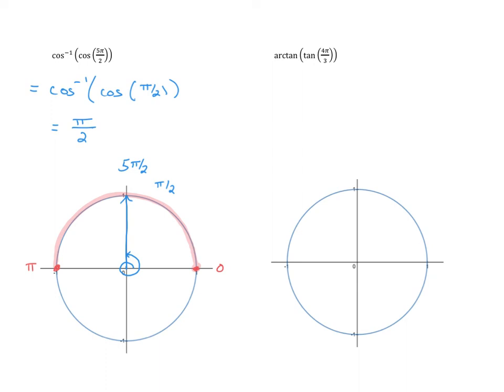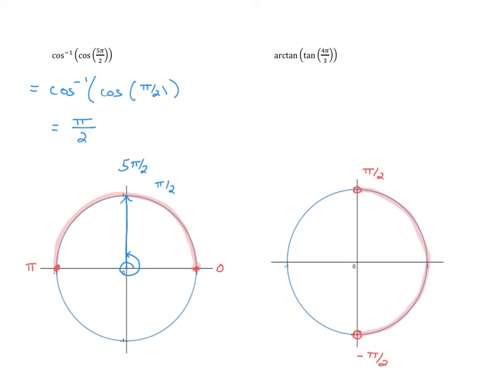And for tangent, just a reminder of how that worked, we are only using angles between negative pi over 2 and pi over 2. But for the tangent function, we excluded negative pi over 2 and positive pi over 2 just because tangent is not defined there. Okay, so what is arctangent of 4 pi over 3? Well, 4 pi over 3 is definitely not within this interval.